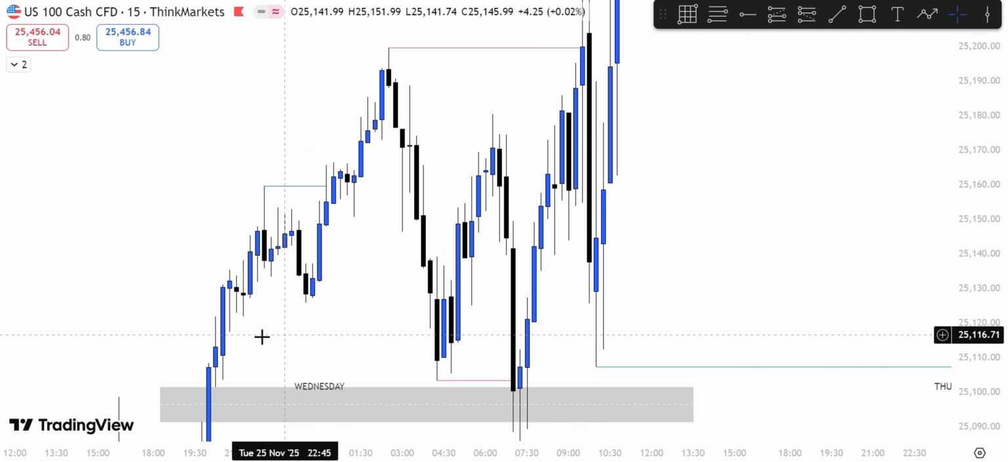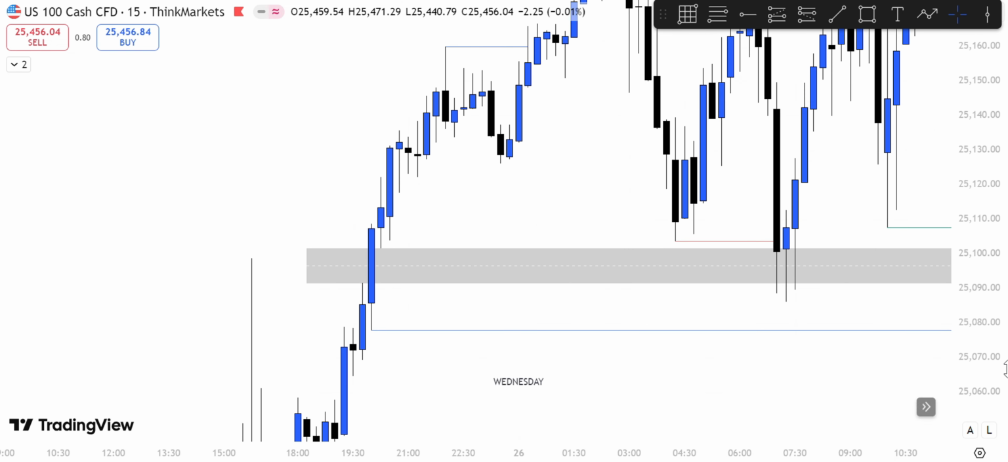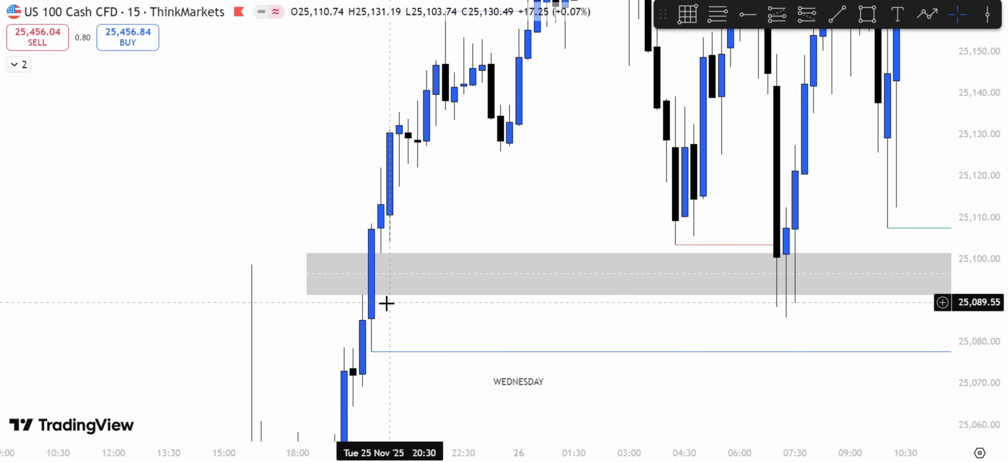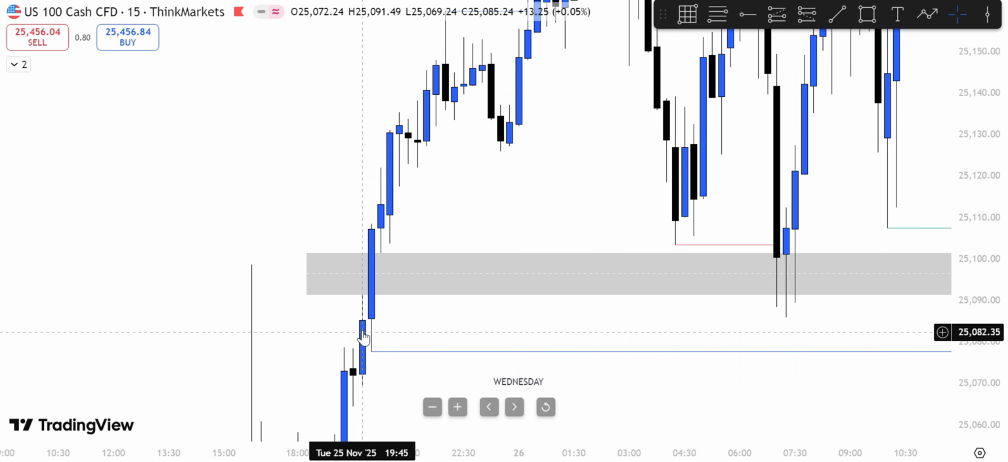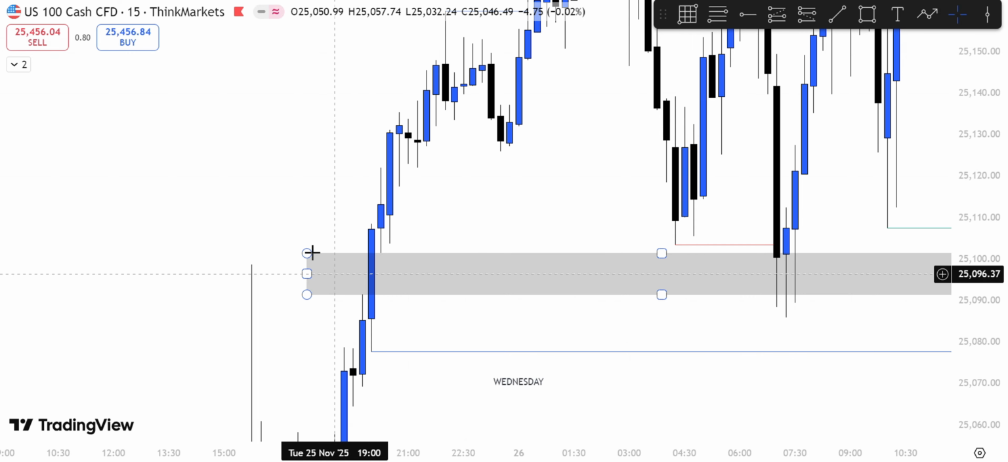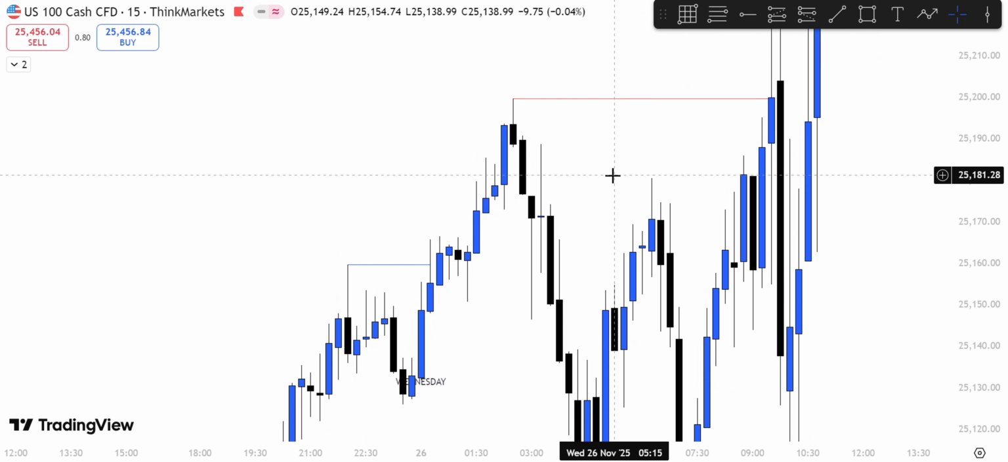So as you can see, price created this fair value gap. How do you mark this? This is a bullish example. So you have to say with me: you mark this from the first candle's top wick to the third candle's bottom wick. Yeah, that's the bullish. So price delivered.